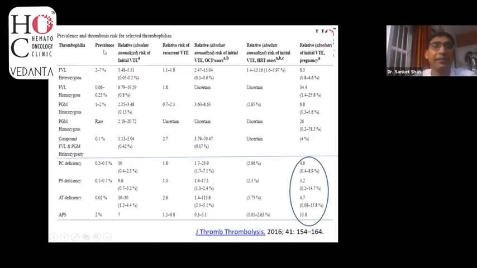This is just to summarize the prevalence of various thrombophilias. Now, factor V Leiden and prothrombin gene mutation are very rare in Indians. So for Indian people, we probably do not need to go for this.